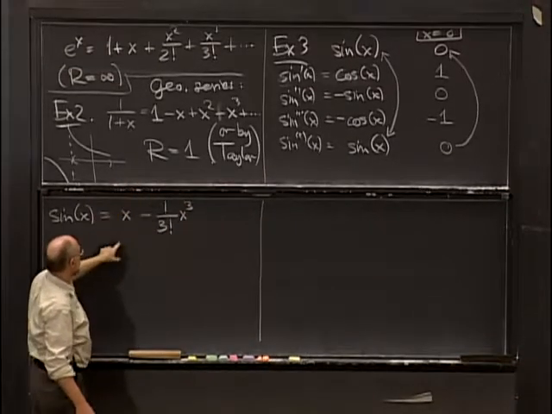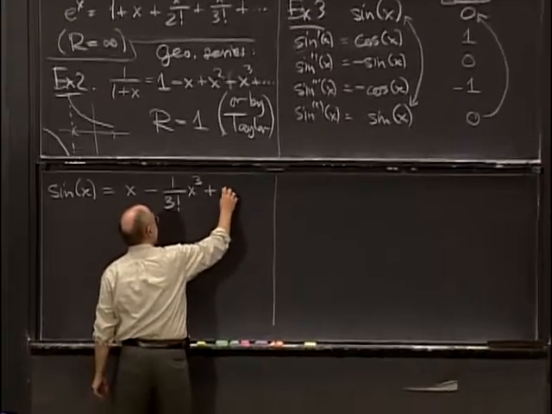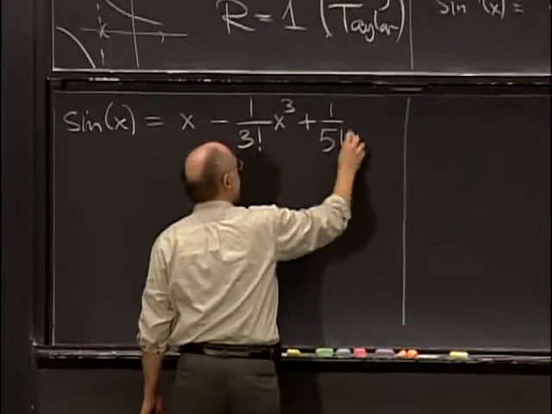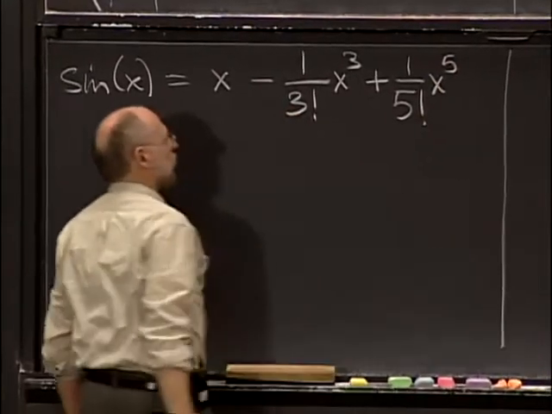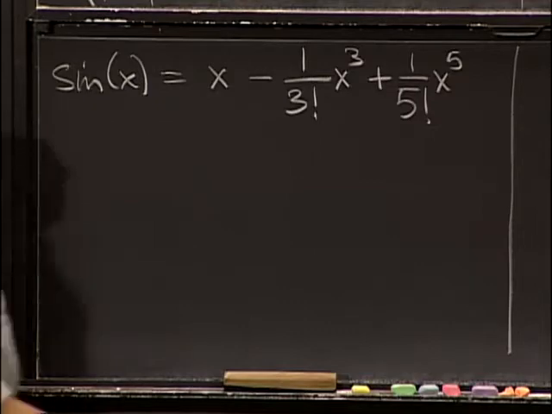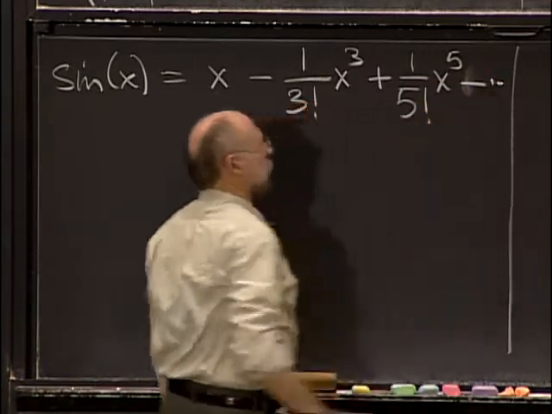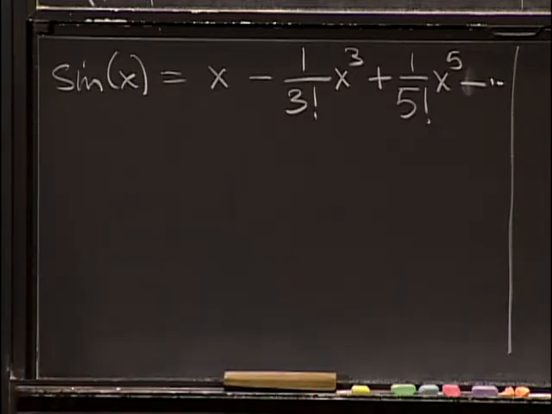We've gone through the pattern. We're back at plus 1 as the value of the iterated derivative. So now I get 1 over 5 factorial times x to the fifth. And now you tell me, have we done enough terms to see what the pattern is? I guess the next term will be a minus 1 over 7 factorial, x to the seventh, and so on.